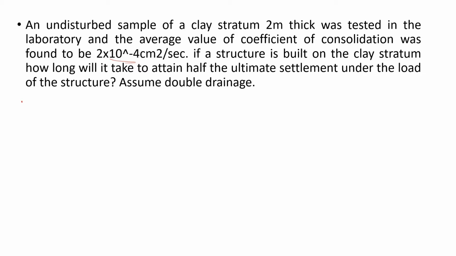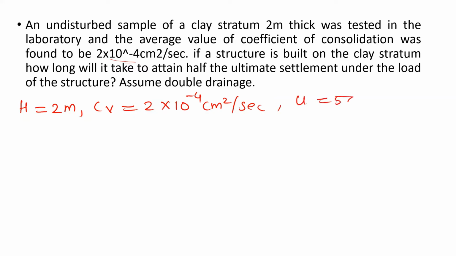So the thickness of the clay stratum is 2 meter and the coefficient of consolidation is 2 × 10^-4 cm²/s. We need to find the time taken for half the ultimate settlement. Half the ultimate settlement means the degree of consolidation U should be 50%. So we need to find the time taken to attain 50% consolidation.